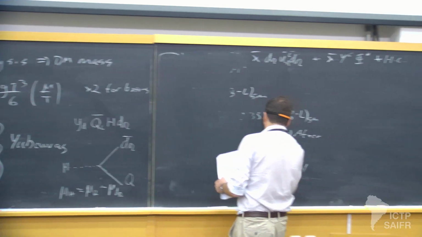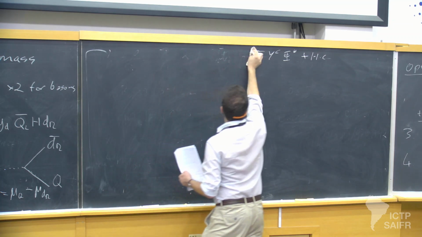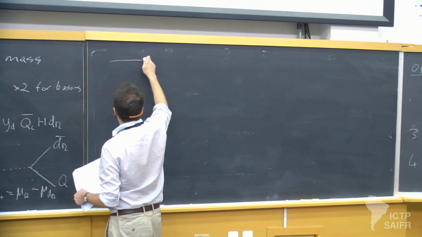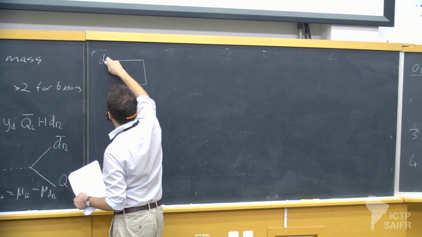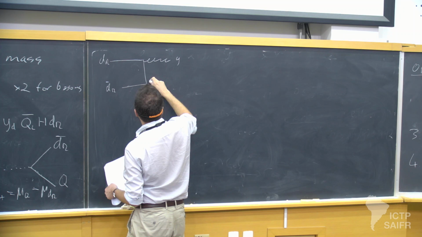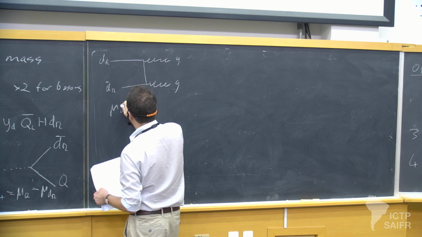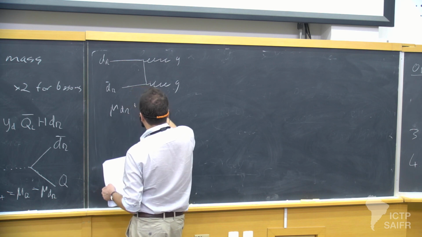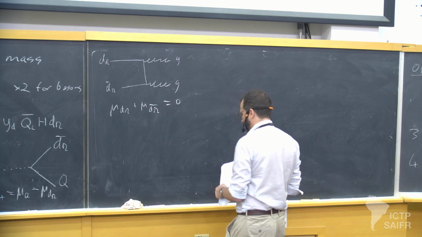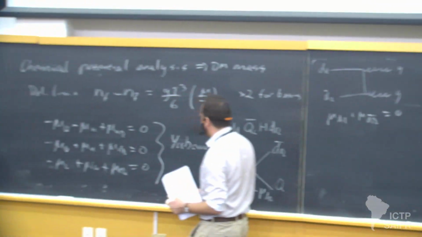and all the gauge interactions are also in equilibrium. So the annihilations of such particles, something like this, will keep mu_dR plus mu_anti-dR equals 0. So I've implicitly used that. Okay, good. So these have just come from all the Yukawa couplings.